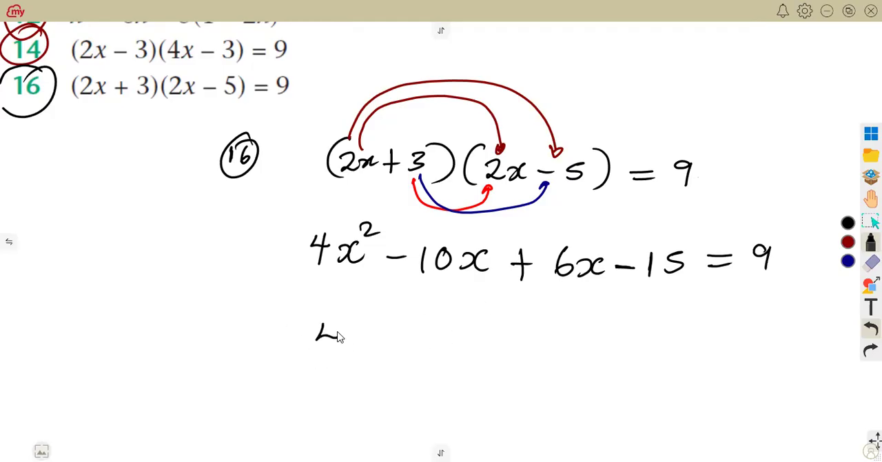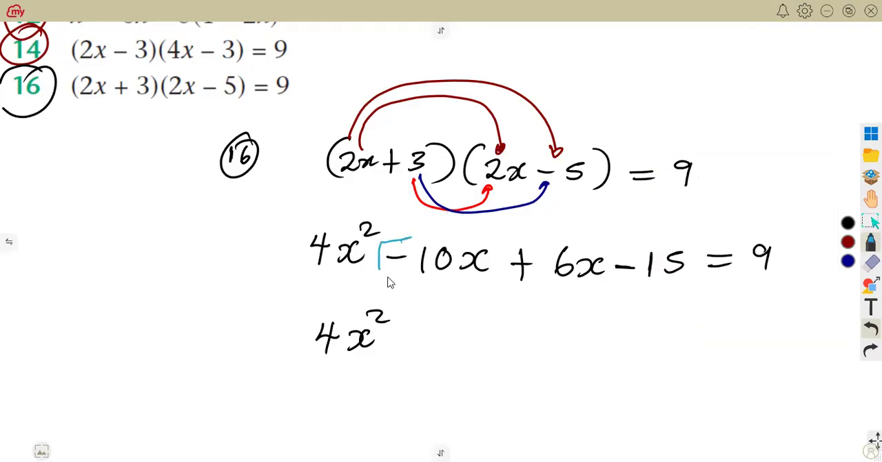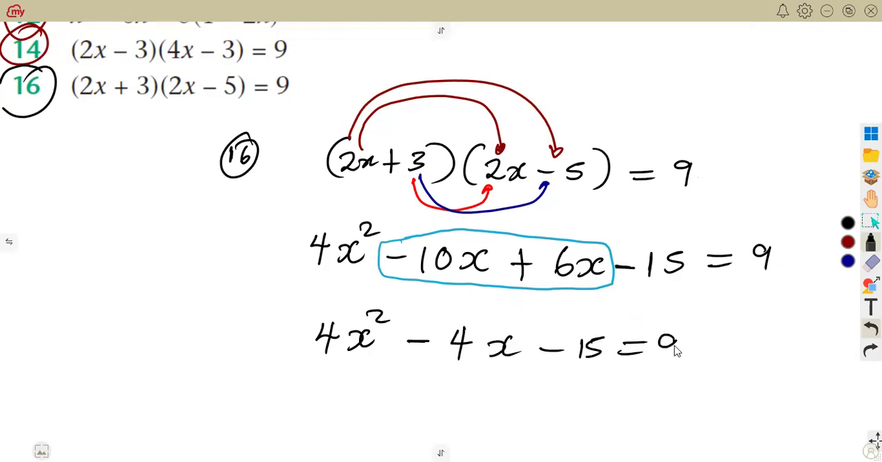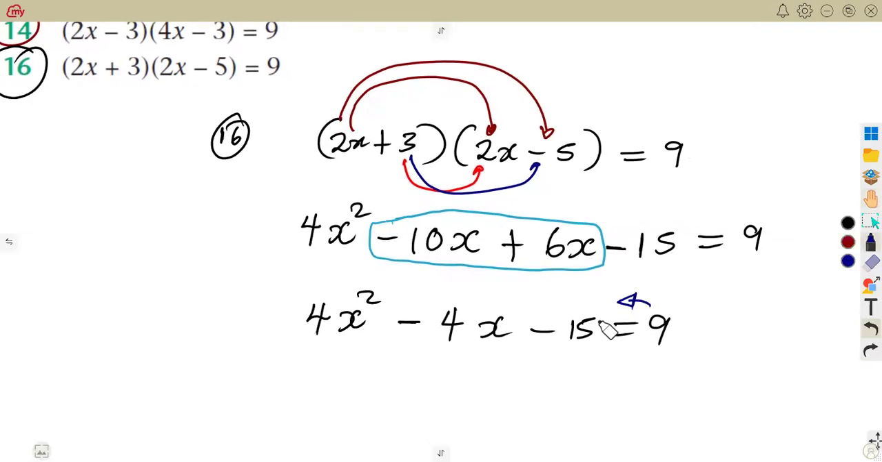All right, so let's have this 4x squared. Collect our like terms from the left-hand side of our equation, the negative 10x and the positive 6x. Negative 10 plus 6 gives us negative 4x. Then minus 15 is equal to 9. You can even take this 9 to the other side, so positive 9 becomes a negative 9. So we've got minus 15 minus 9, which is minus 24.